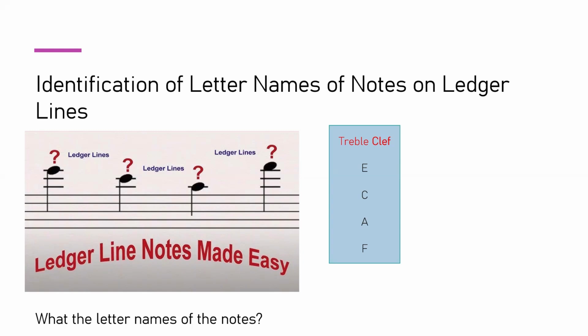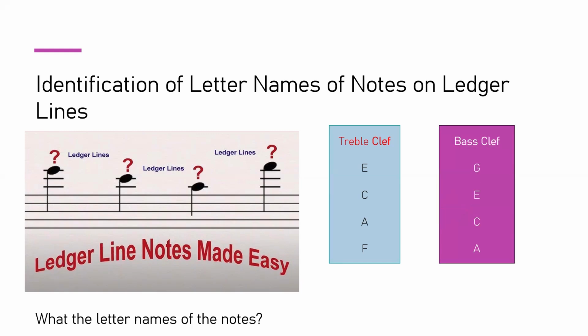If you have the bass stave now, what will be the answer to this question? If we have the bass stave on this, then the first note will be G, the second note will be E, the third note will be C, and the last note will be A. I think that's simple enough. You can work more on other examples, okay?